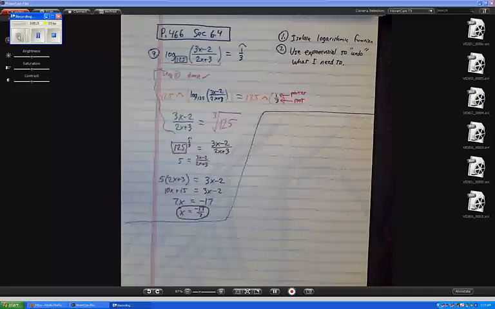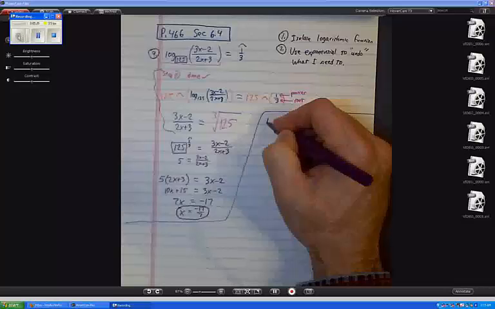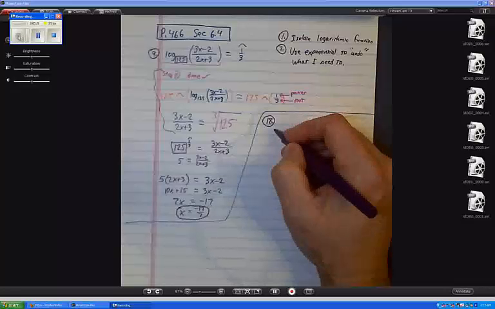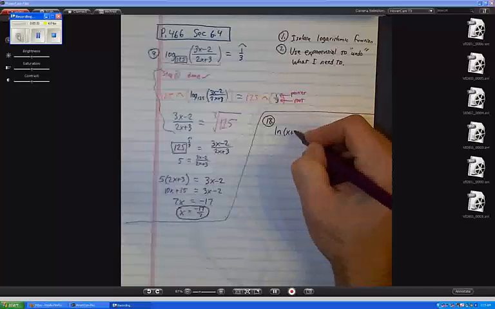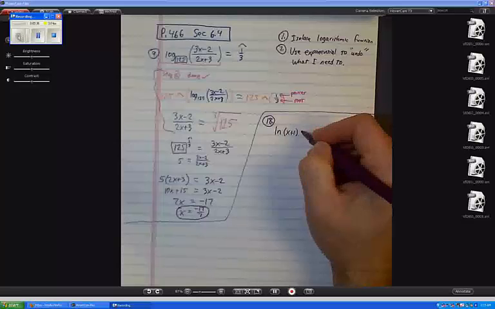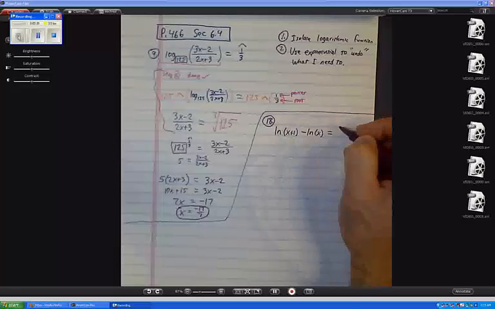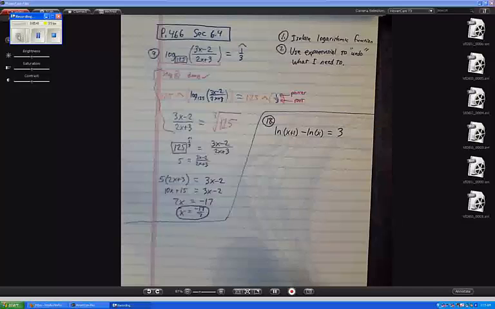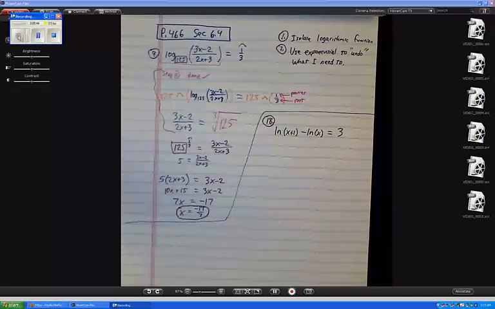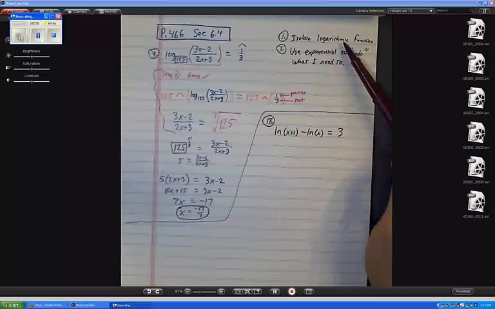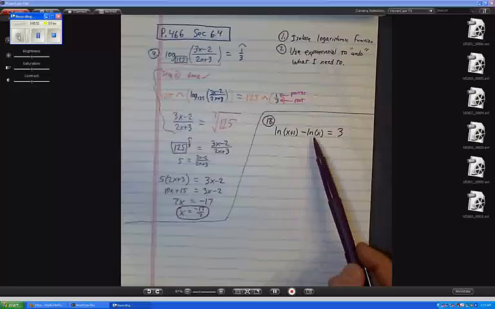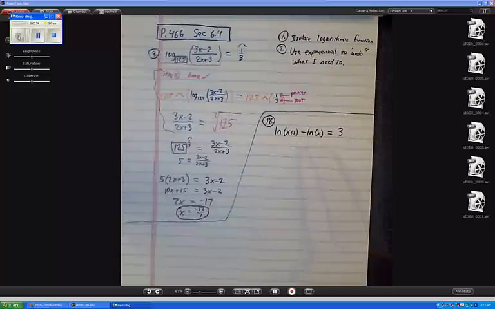All right, let's look at number 18. It says the natural log of (x plus 1) minus the natural log of x equals 3. So first step here, we're supposed to isolate the logarithmic function, but here I have two logarithmic functions, right? So what should I do? What's that? Combine them, yeah.